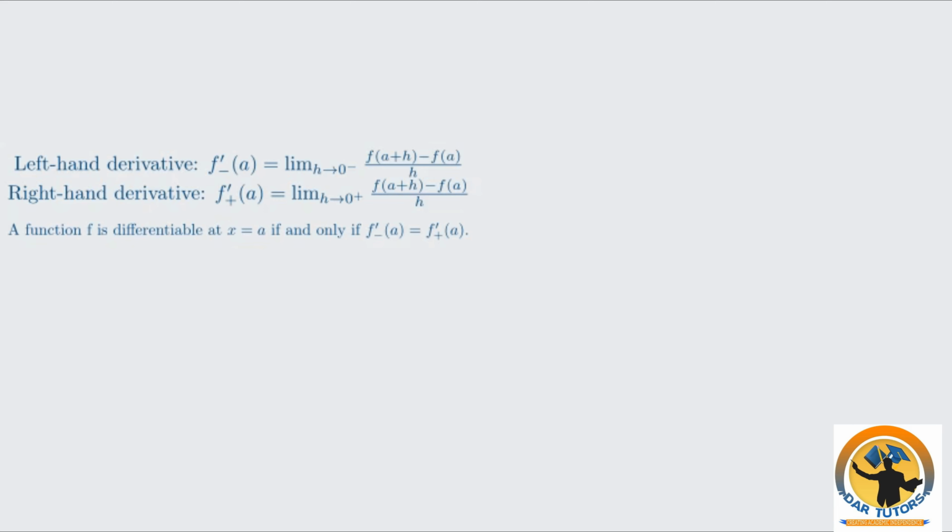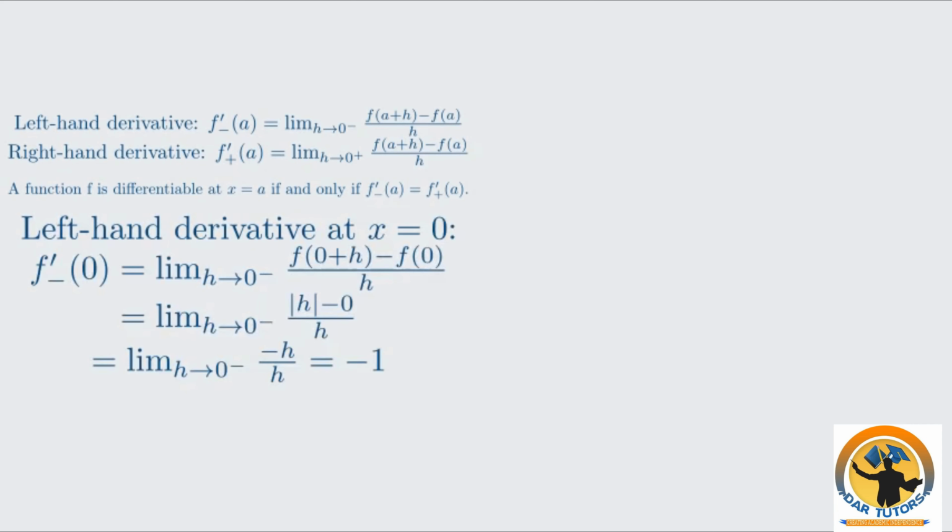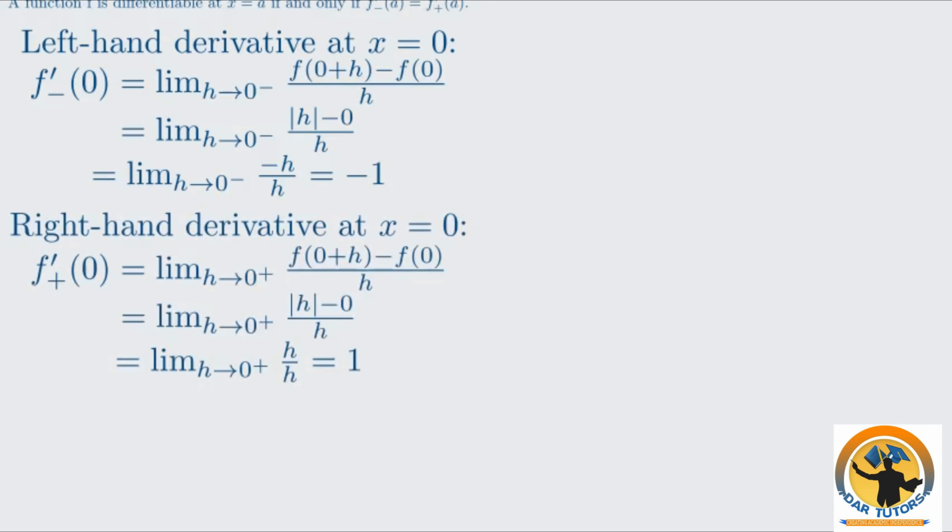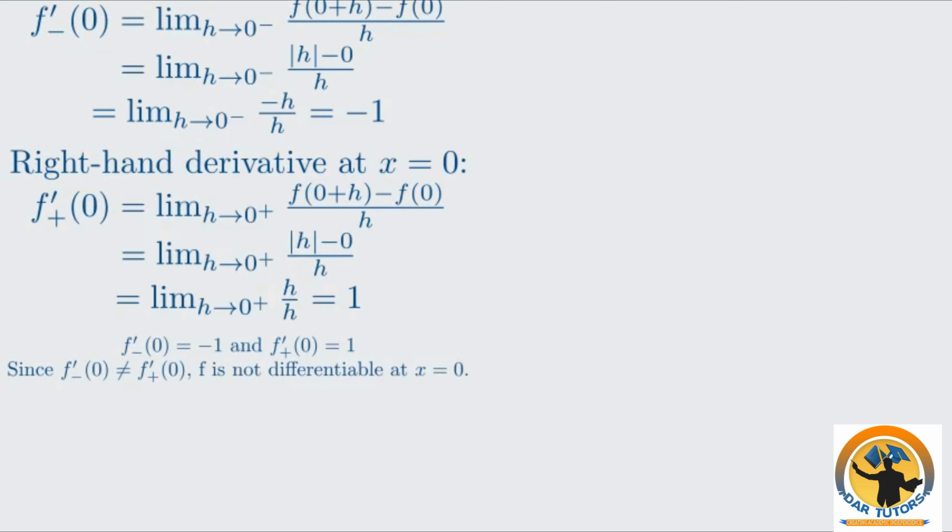Let's apply this to f of x equals absolute value of x at x equals 0. For the left-hand derivative, h is negative. So f of h is negative h. The limit becomes the limit of negative h over h, which is negative 1. For the right-hand derivative, h is positive. So f of h is h. The limit becomes the limit of h over h, which is 1. We see that the left-hand derivative is negative 1 and the right-hand derivative is 1. Since they are not equal, the function is not differentiable at x equals 0.